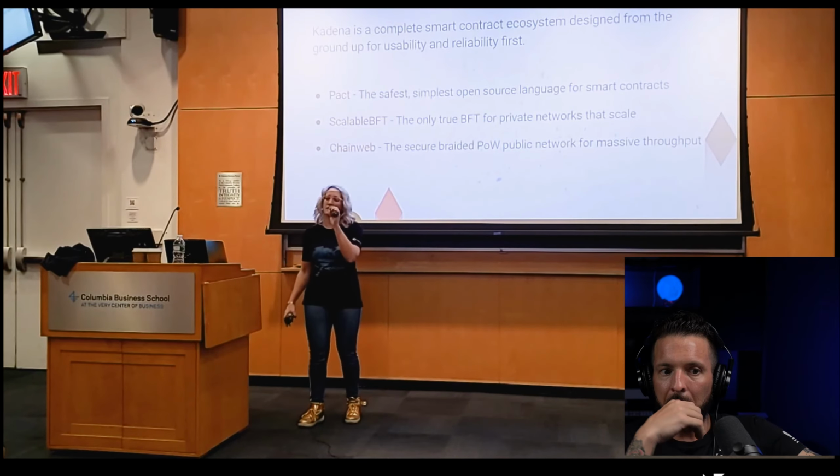So I'm going to go in and talk about all of these things: Pact, scalable BFT, Chainweb. I don't have a lot of time, so I'm going to move a little quickly, but then we can have questions afterwards. So, the Kadena ecosystem: reliable code that checks itself, stable, secure networks that resist censorship and attacks, and applications that reliably scale. So first, Pact. Why I think it is the best smart contract language.